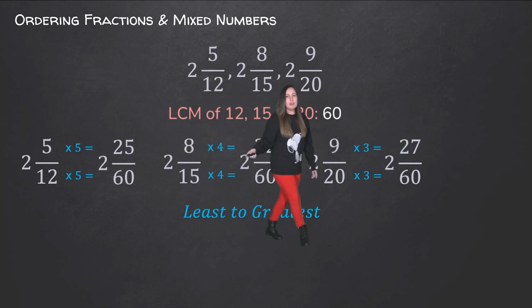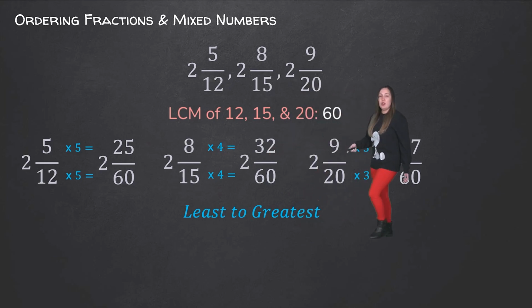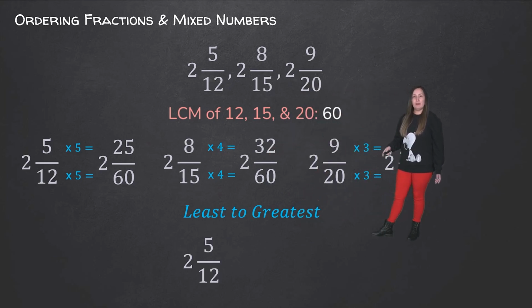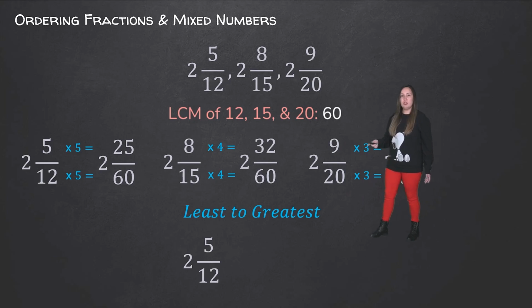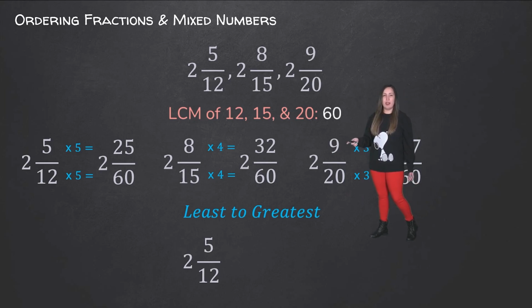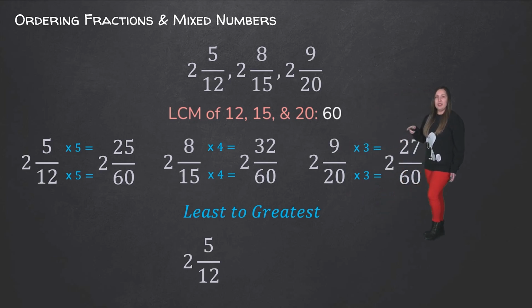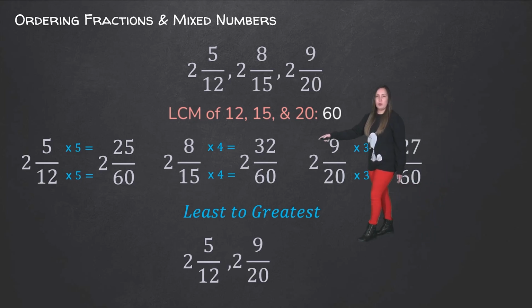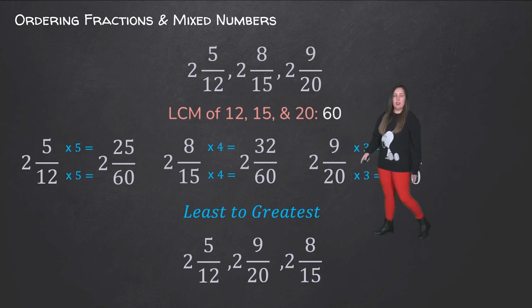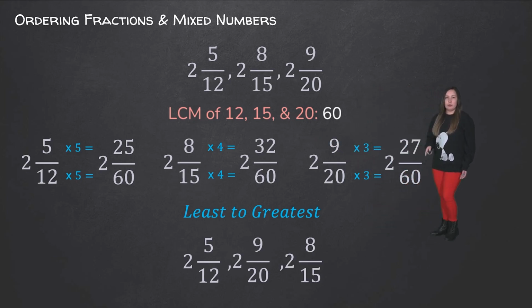So when we write this in order from least to greatest, we're going to have 2 and 5 over 12, which is equivalent to 2 and 25 over 60. Then we're going to have 2 and 27 over 60, which is 2 and 9 over 20. And then finally, we have 2 and 32 over 60, which is 2 and 8 over 15.